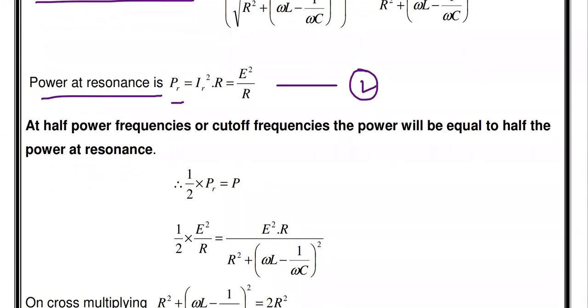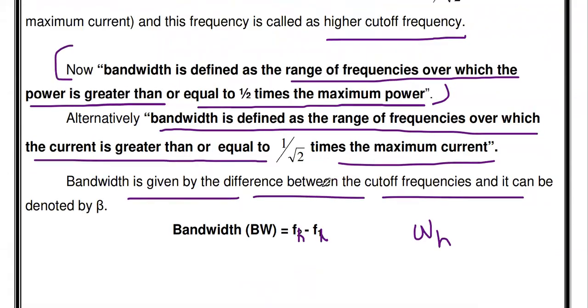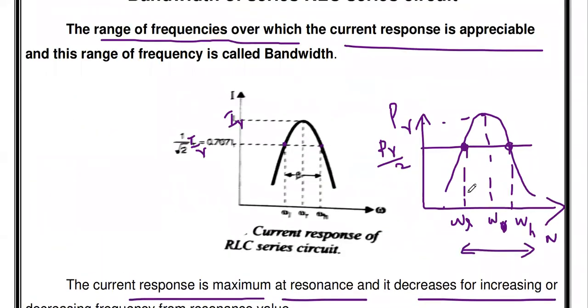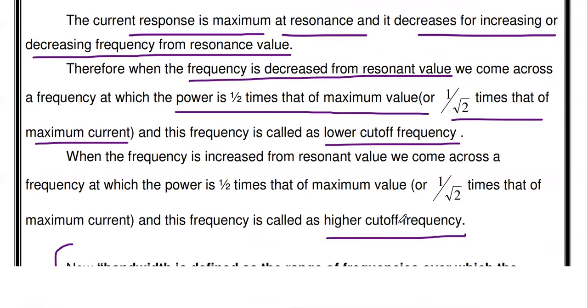Okay, so in order to derive the bandwidth, you should know the condition. What is the condition? It is at the half power frequencies, or cutoff frequencies. The other name for the lower cutoff frequency and the higher cutoff frequency is half power frequency. Why is the cutoff frequency said to be the half power frequency? Because at omega L and omega H, the power is half of the maximum power. That's why the lower cutoff and higher cutoff frequencies are called half power frequencies.